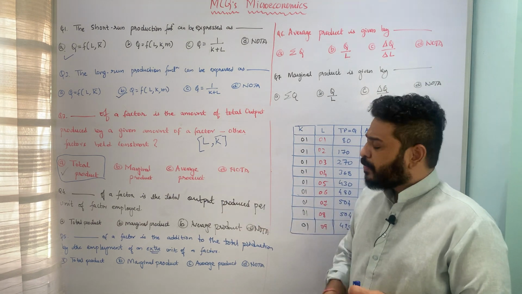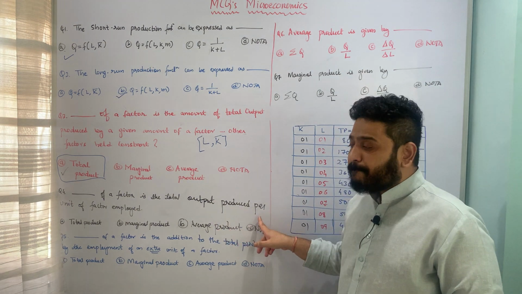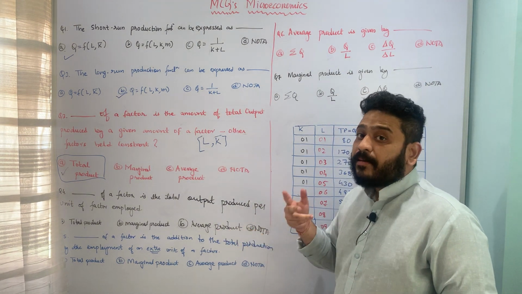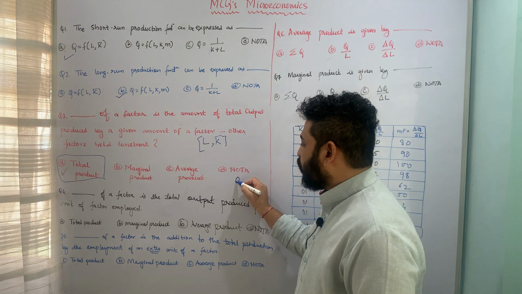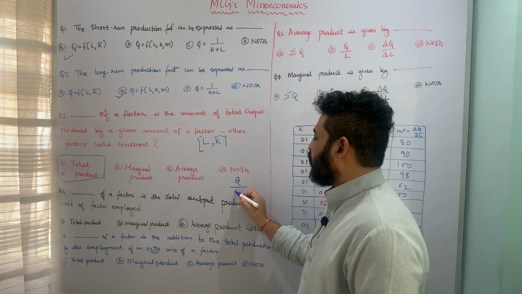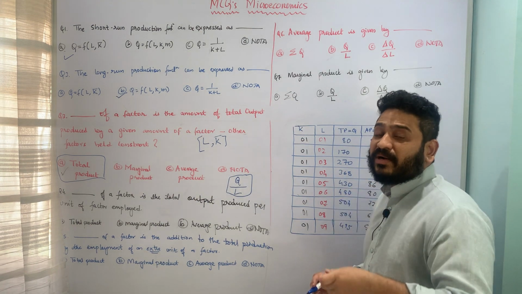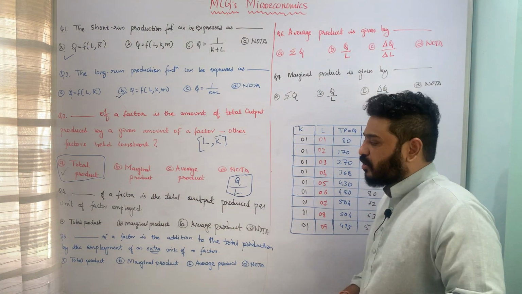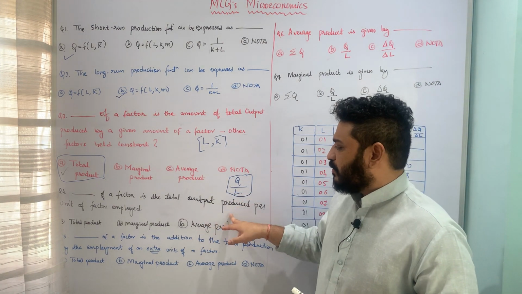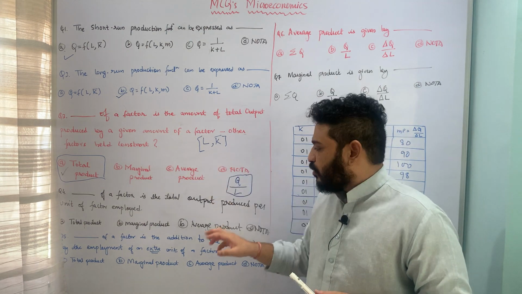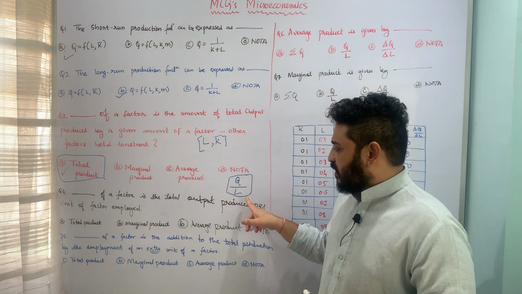Let us now move to the next question. Dash of a factor is the total output produced per unit of factor employed. Here I am saying total output produced per unit of factor employed. Per unit particularly means it is an average concept. Here I am considering labor, because labor is the only variable here. Per unit of factor employed, only labor is changed. Capital remains constant, that is why we are using labor here.